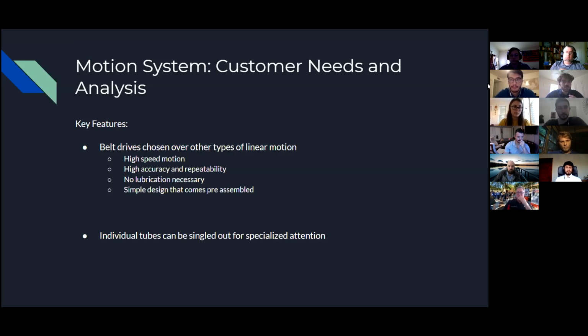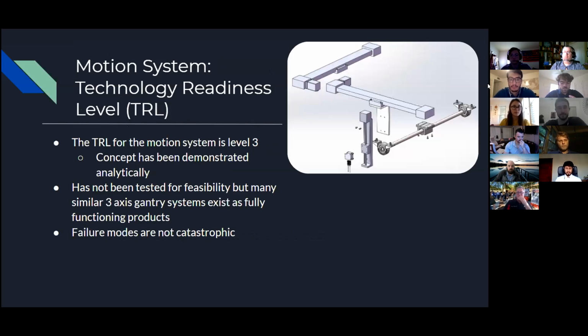Next slide, please. The technology readiness level of this subsystem is a 3. Although the constituent parts are proven products, we have not been able to test how they might work together in our specific design. Many systems similar to this one exist as standalone products, so we feel that our design is very feasible, but we cannot confirm that through testing. However, the risk associated with this system is low, as failures would not be catastrophic.